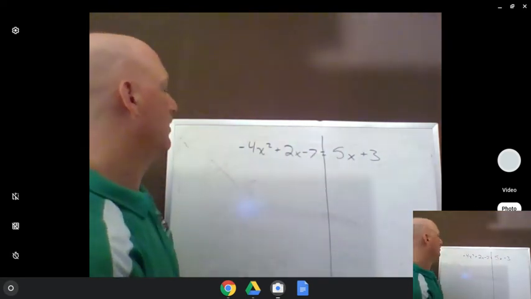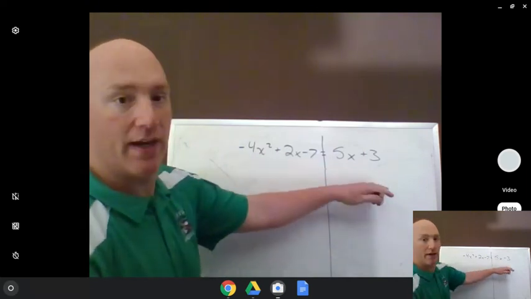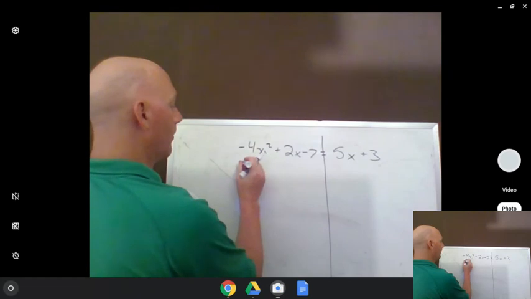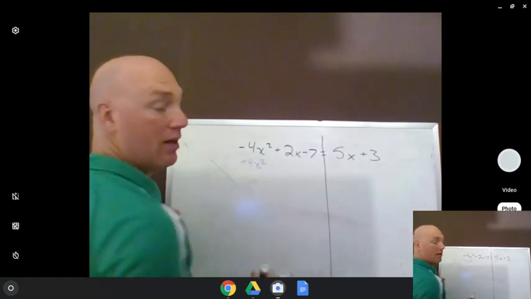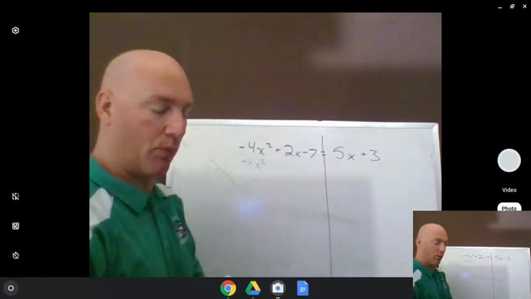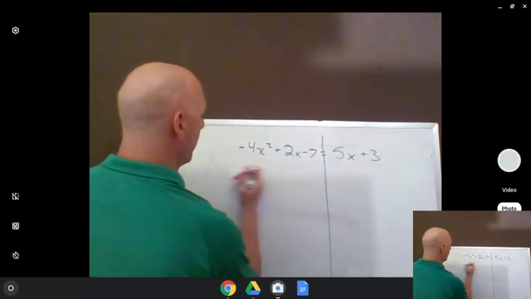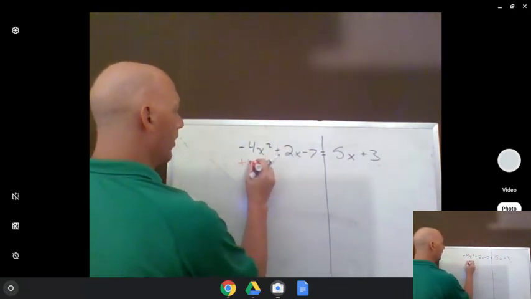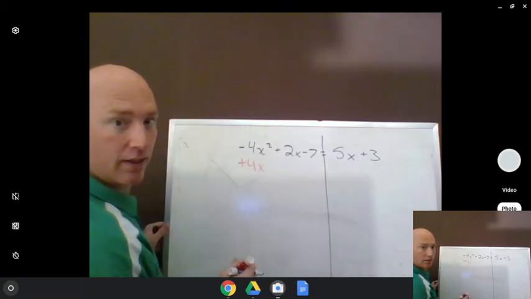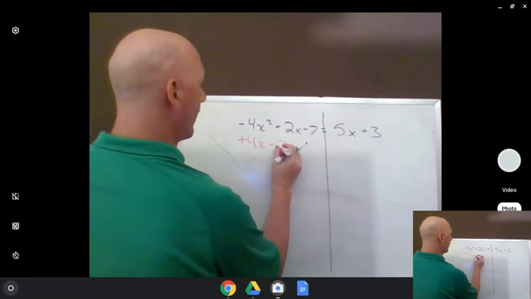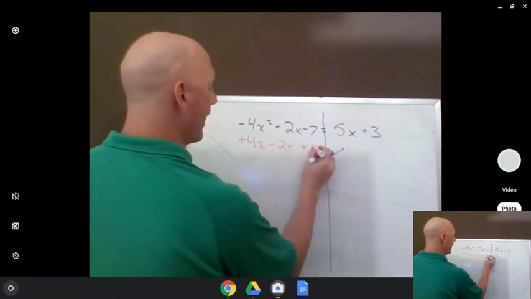I'm going to say, if I'm going to bring everything to here over there, I have to do the opposite. Negative 4x squared, I'm going to add 4x squared. And by the way, you can do this in one step or two step. And let me actually do that in red. Maybe that'll show up a little bit better. So I'm going to add 4x squared. That's showing up a little bit better. And then I'm going to subtract 2x. And then I'm going to add 7.